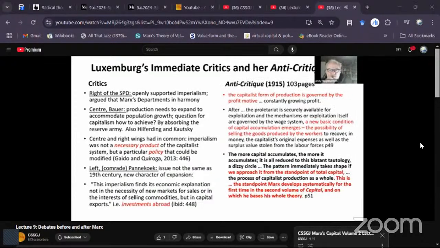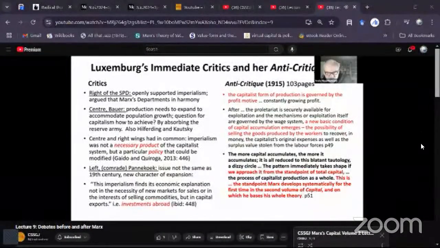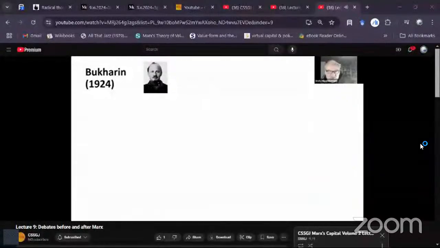Luxemburg responds to these points. Okay. Yeah, she basically doubles down on the need to rework the second volume of Capital, right? And she claims, and this is where I do definitely disagree with her, that the second volume of Capital is where the totality is first expressed, which is not true. It's expressed in volume 1, and it's also not true that it's where Marx based his whole theory. It was a step in the development of his whole theory, I would say.